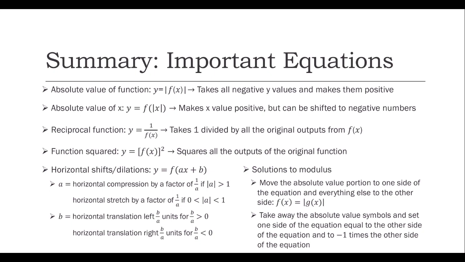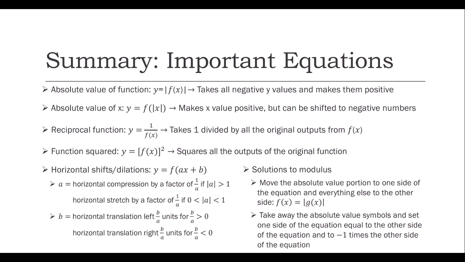For our horizontal shifts and dilations, we can have a horizontal compression by a factor of 1 over a if the absolute value of a is greater than 1, a horizontal stretch by a factor of 1 over a if the absolute value of a is between 0 and 1. We'll have a horizontal translation left, b over a units, when b over a is positive, and a horizontal translation right, b over a units, when b over a is negative.